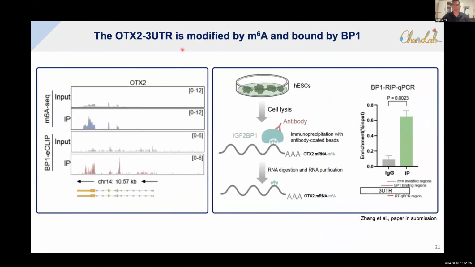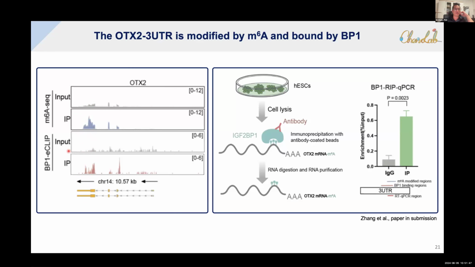And also in order to provide direct evidence that BP1 binds to the M6A modified OTX2, we checked the M6A-seq data in embryonic stem cells in the gene region of OTX2, and we found that compared with the input control, we can see this M6A modification in the gene region, especially the 3' UTR region of OTX2. And when we perform the BP1 eCLIP, we can see the enrichment of the BP1 protein in this M6A region, and also the 3' UTR region of OTX2.